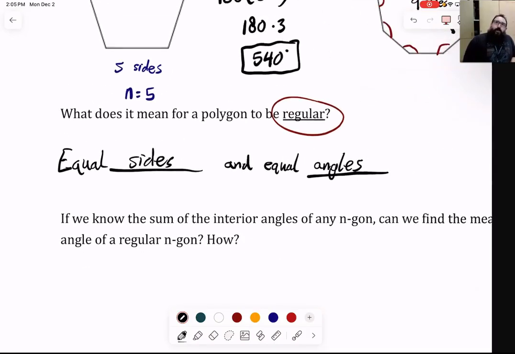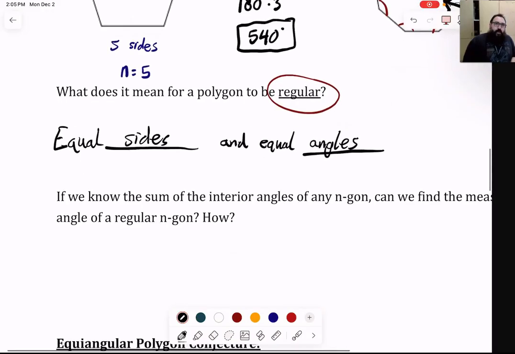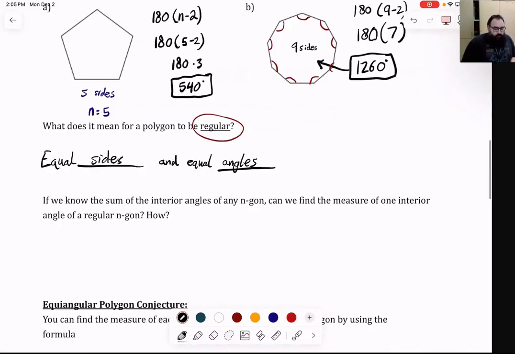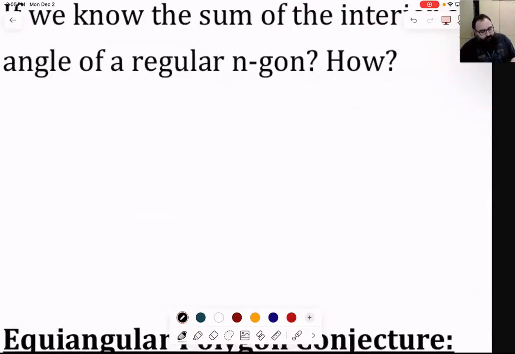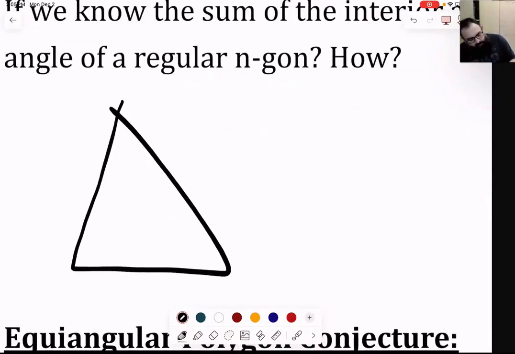if we knew that all the angles are equal, and we knew the sum of the interior angles of any n-gon, could we find the measure of one interior angle? So what I mean by that, let's say I had a triangle, and I knew these were all the same. Okay, let's just say I knew all those are the same. And I know that a triangle is 180 degrees. Would I be able to figure out what that equals?